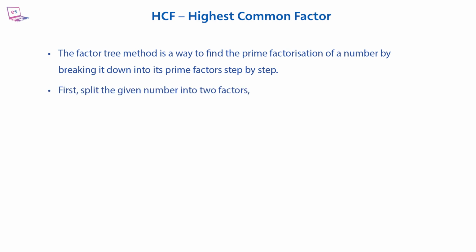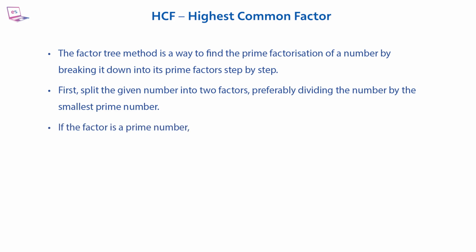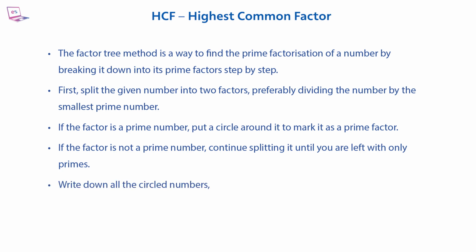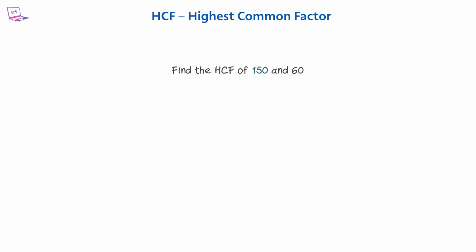First, split the given number into two factors, preferably dividing the number by the smallest prime number. If the factor is a prime number, put a circle around it to mark it as a prime factor. If the factor is not a prime number, continue splitting it until you are left with only primes. Write down all the circled numbers, which are the prime factors. Here, the given number is 150. Let's divide that by the smallest prime number, which is 2.